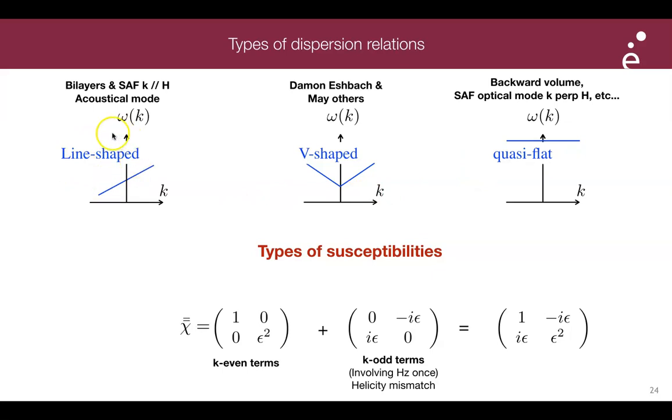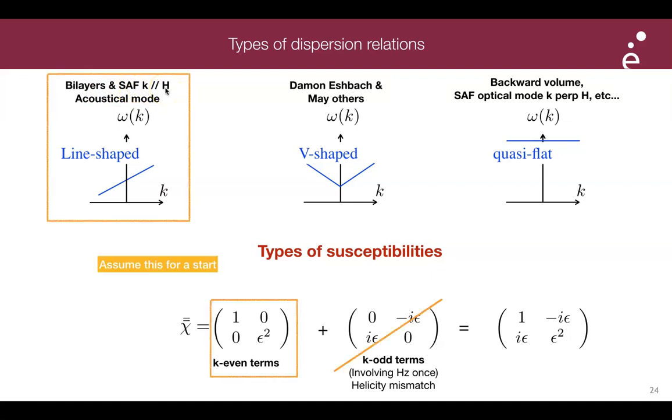But there's a very interesting situation, which is when the dispersion relation is monotonic. And this happens in many bilayers or in synthetic antiferromagnets, especially when you have wave vector parallel to the applied field. Okay. And so I will assume this for a start, that we have this kind of line-shaped dispersion relation, and I will assume that the susceptibility of the sample is very simple, just for didactic reasons during these tutorials.